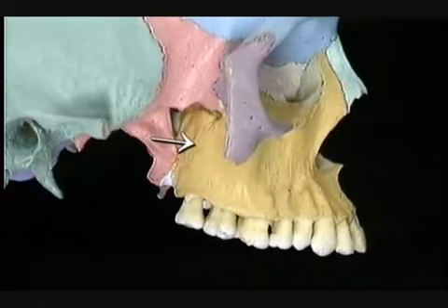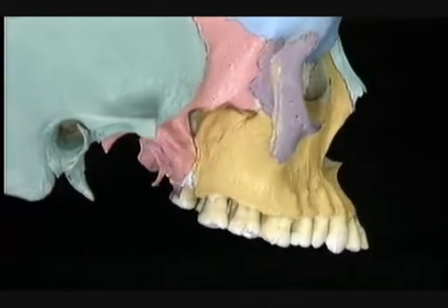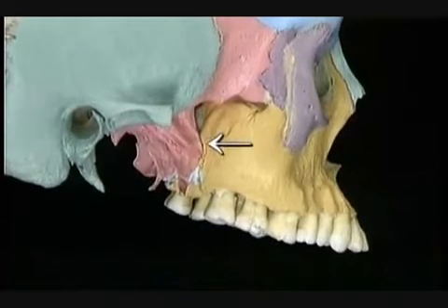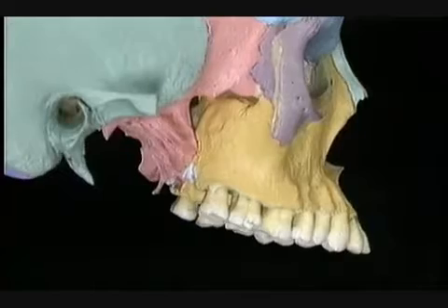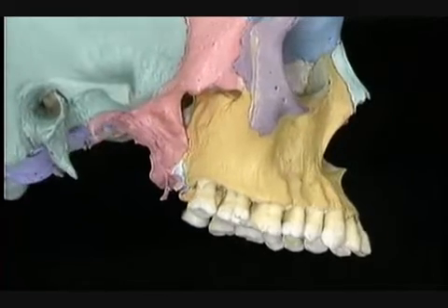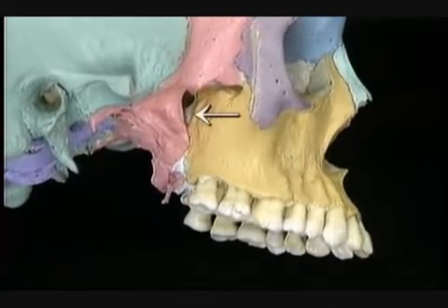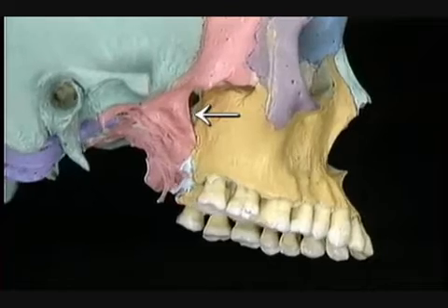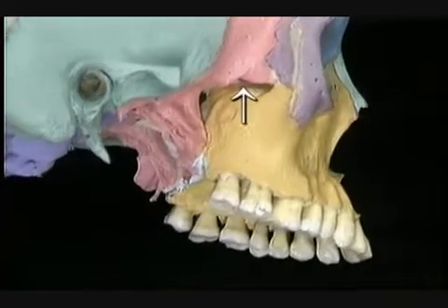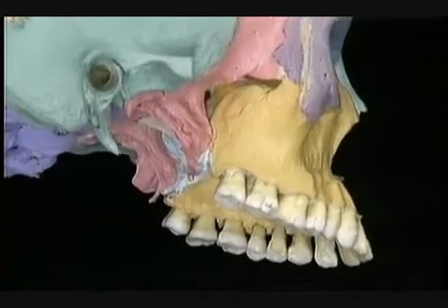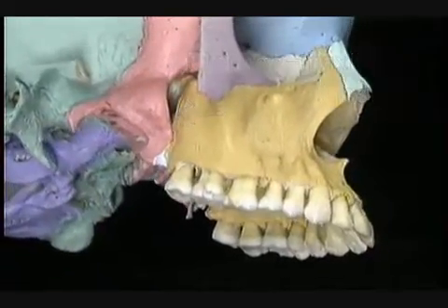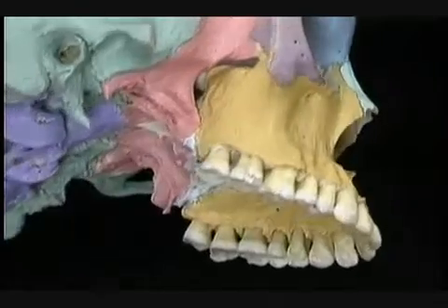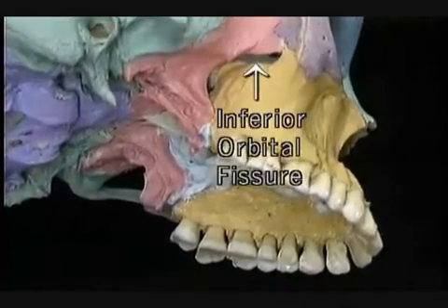Here's the back of the hollow part of the maxilla. Down here, the maxilla is joined to the bone behind it, the sphenoid bone. Apart from this attachment, the maxilla is separated from the sphenoid by this impressive cleft, which has a vertical part and a horizontal part. The vertical part of the cleft is called the pterygomaxillary fissure. The horizontal part of the cleft is called the inferior orbital fissure.